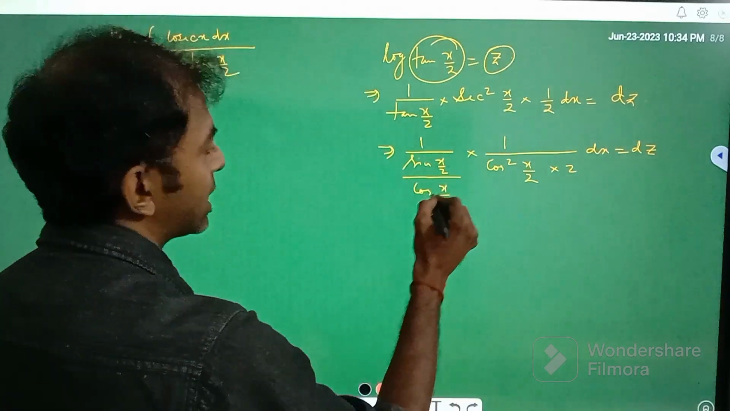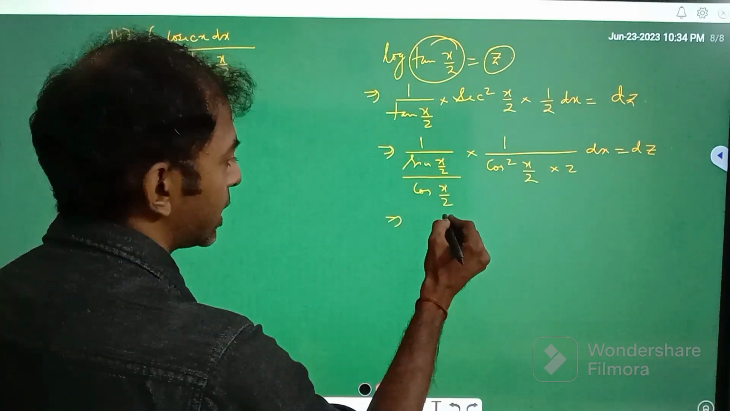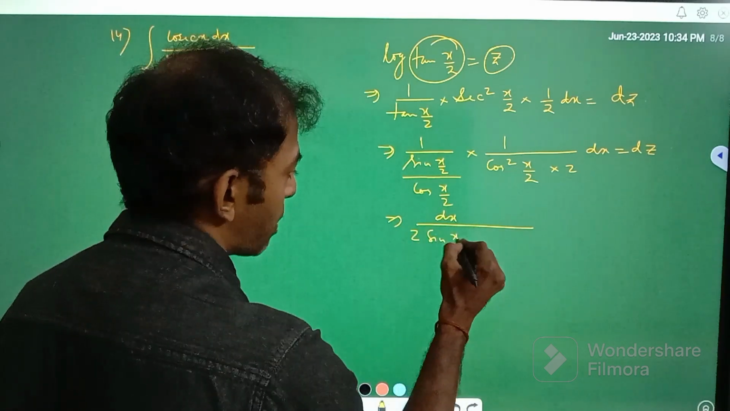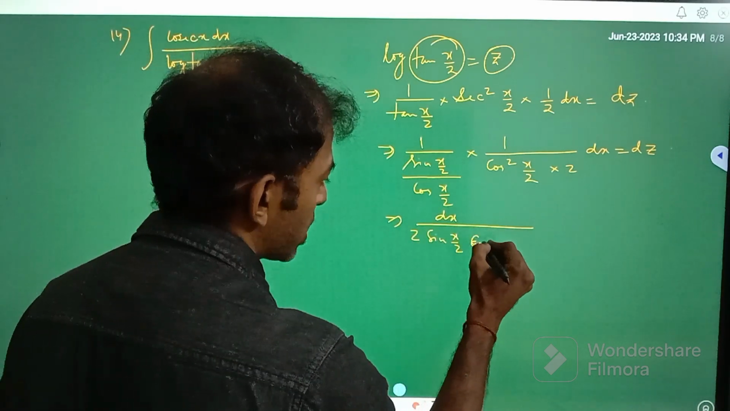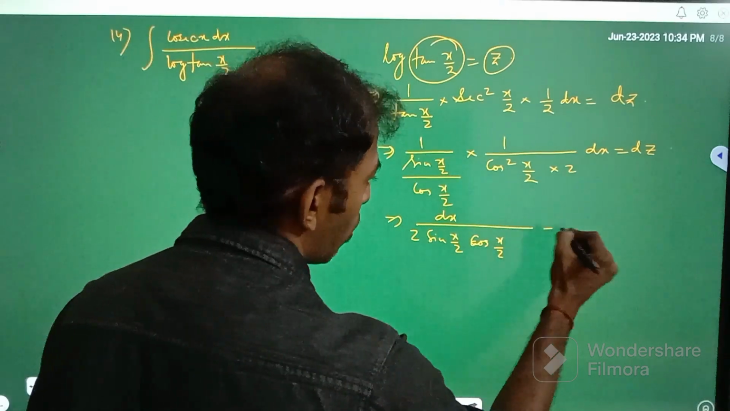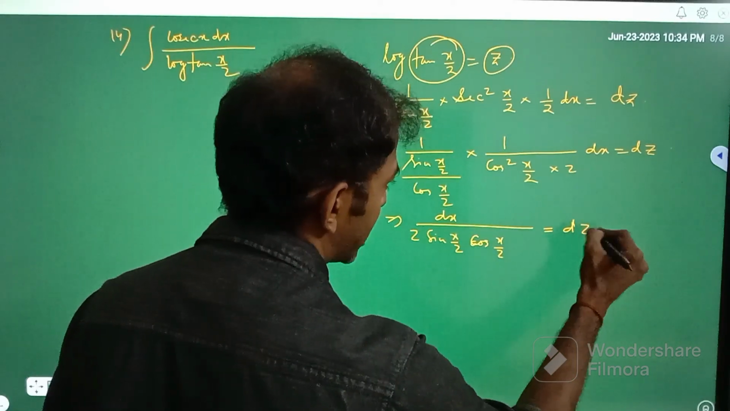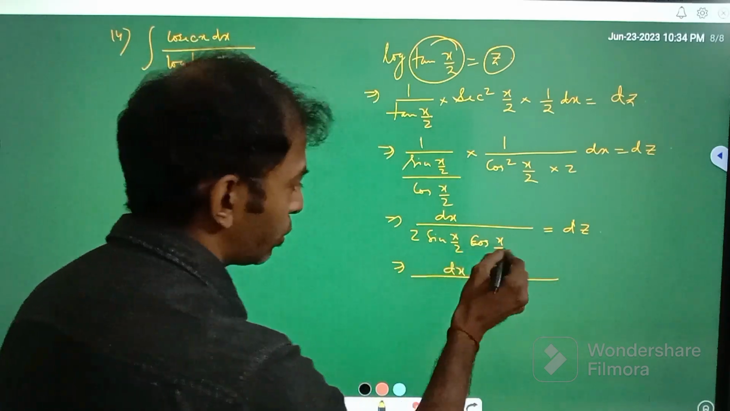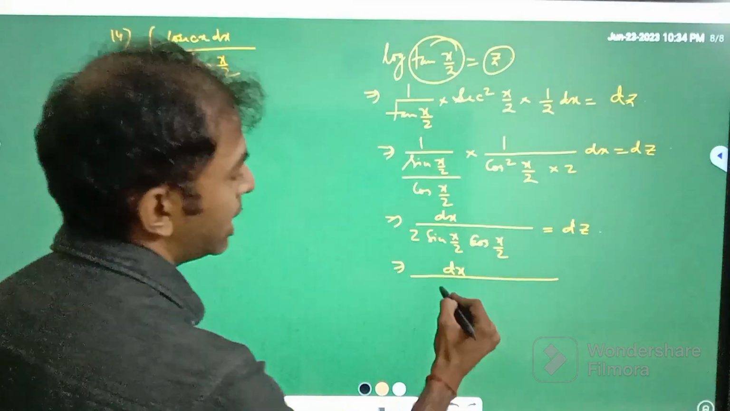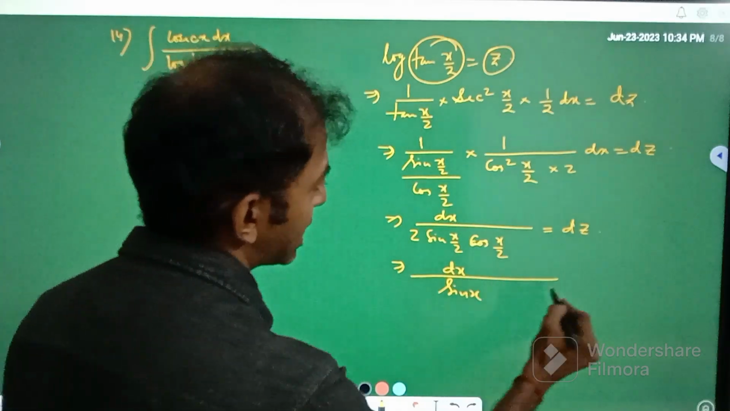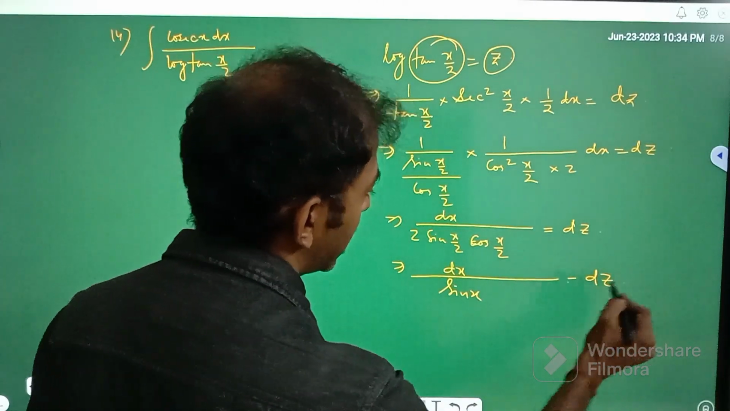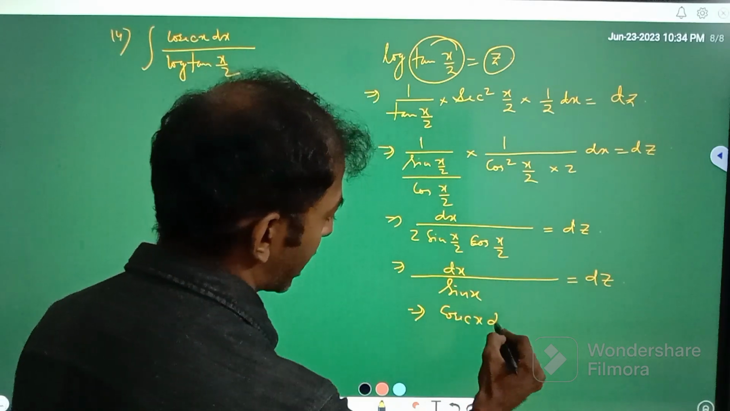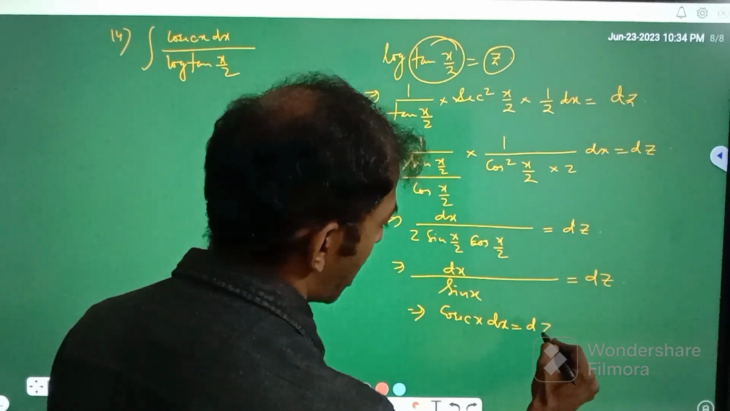Now, after cancelling cos x by 2, we will get dx by 2 sine x by 2 into cos x by 2 equals dz. We all know that 2 sine x by 2 cos x by 2 is sine x. So dx by sine x equals dz. Hence, that will be cosec x dx, this is equals to our dz.